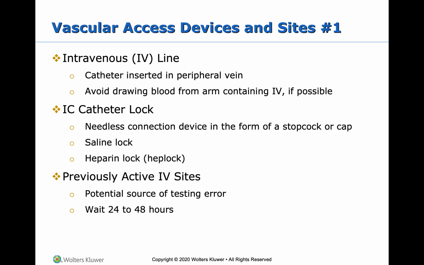Okay, so this is a typo. This should be an IV catheter lock. So this is basically a needleless connection device in the form of a stopcock or cap. Saline lock or heparin lock. These are two different versions of it. So basically, an IV catheter lock provides access to the catheter in the vein for blood draws or medication administration. So this is like where they hook a bag of medication up. They can take it on and take it off.